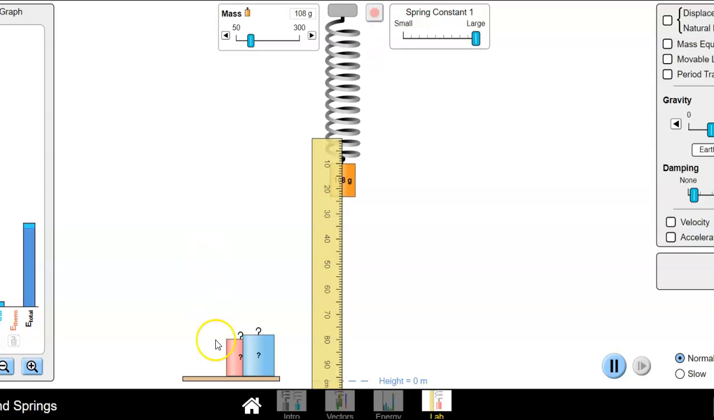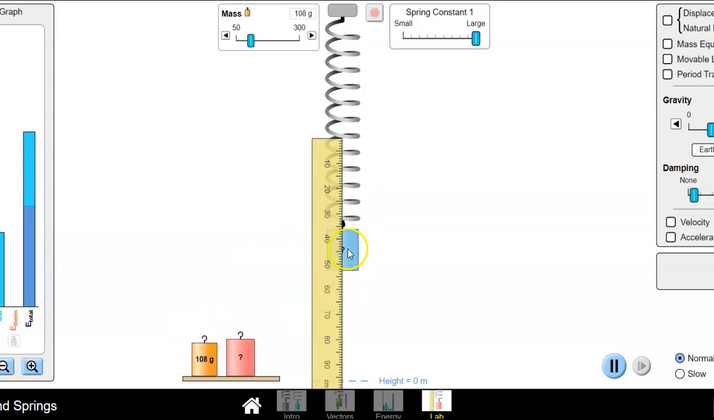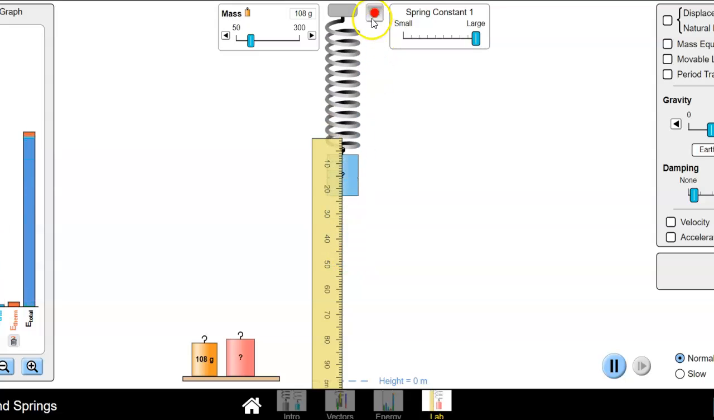When you're all done, at the very end, it asks you to try to predict how heavy these blue and red masses are. So I put the blue mass on there. I stop it from bouncing. Once I know its stretch, and from the graph I'm going to find its spring constant, then you can calculate the mass of the spring.